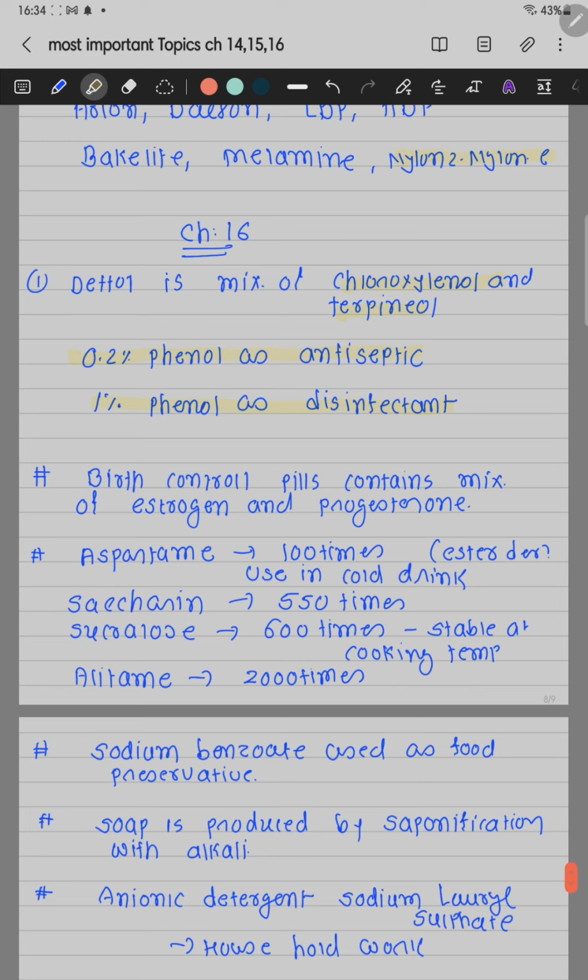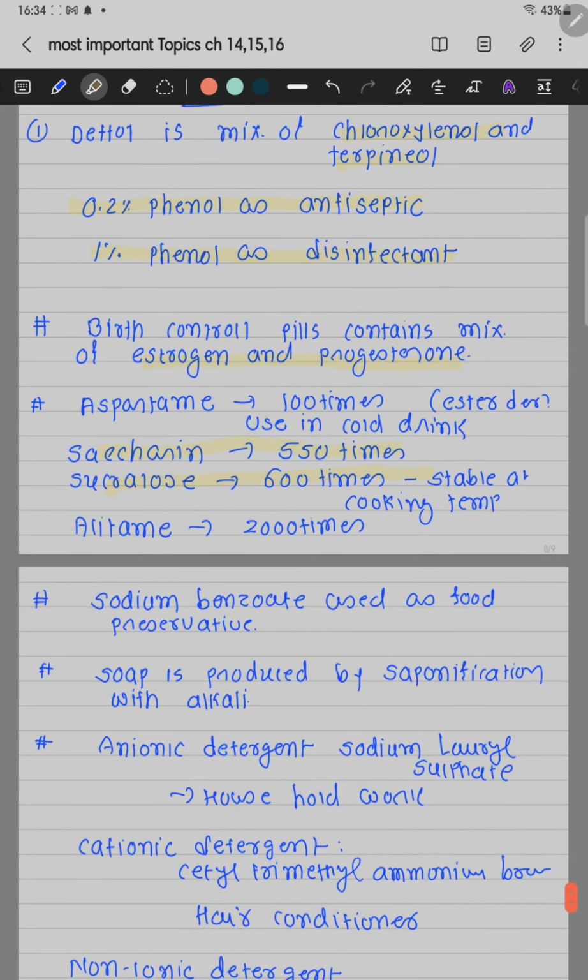Birth control pills are a synthetic mixture of estrogen and progesterone. Aspartame is 100 times sweeter than sugar and is used in the preparation of cool drinks, whereas saccharin is 550 times sweeter than sugar. Sucralose is 600 times sweeter than sugar and is stable at cooking temperature, whereas alitame is 2000 times sweeter than sugar. All these, aspartame, saccharin, sucralose and alitame, are examples of artificial sweetening agents.